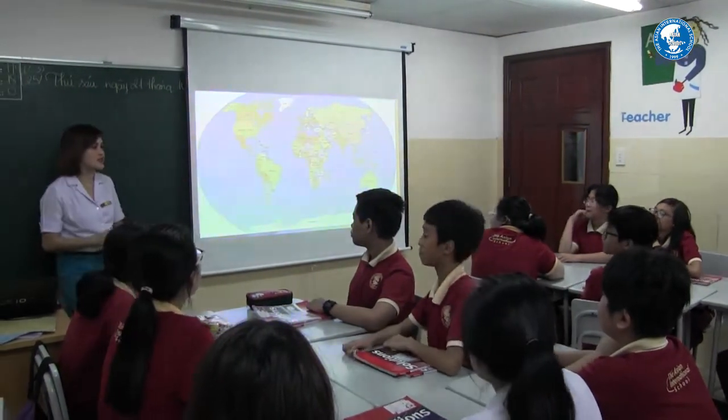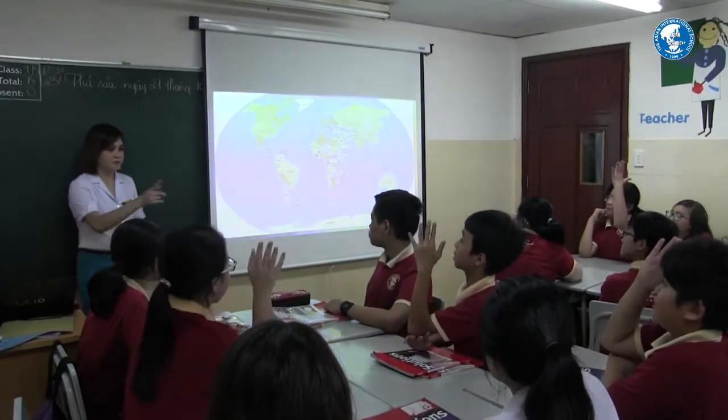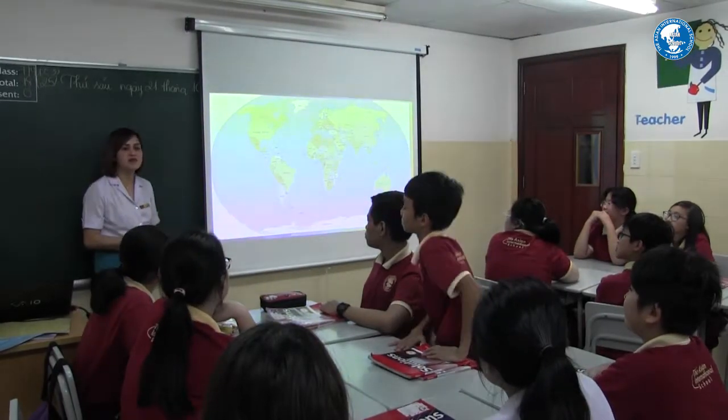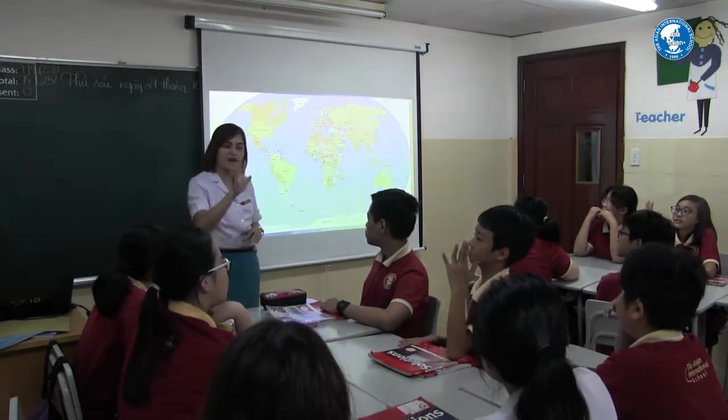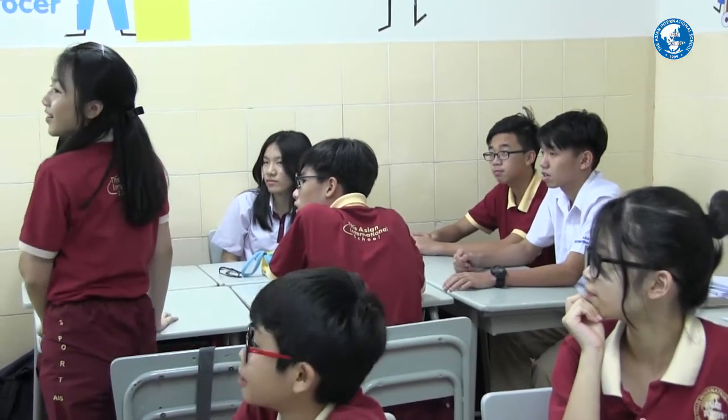And what is the largest continent of the Earth? Asia. Can you name some countries in Asia? Give me at least 5 countries only. Japan. What else? India. Next. China. Korea. Vietnam.